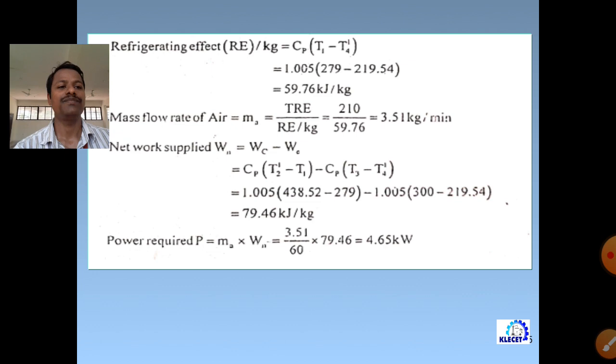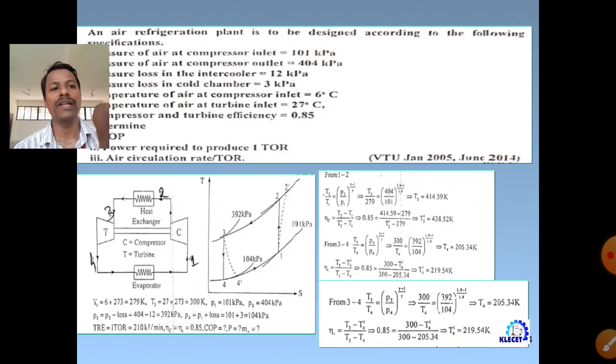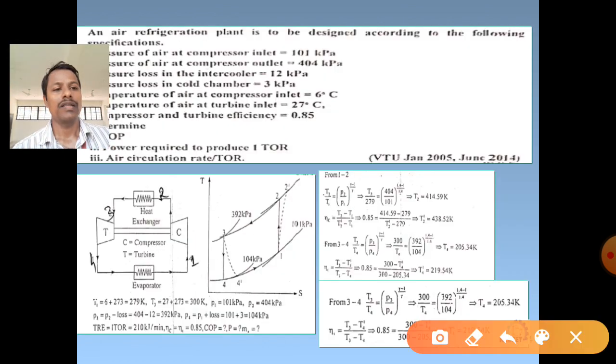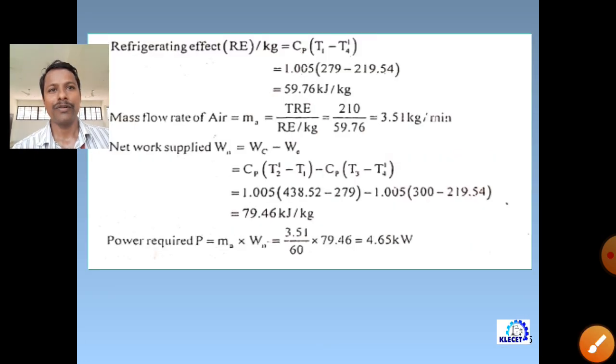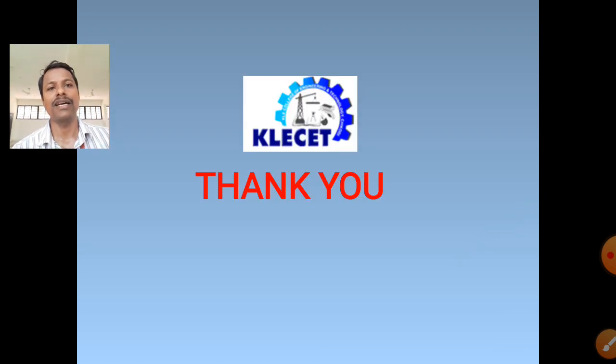So here just please remember, the pressure losses are considered in this problem. That is the only difference from the previous problem. So I request you to please pause the video for each problem and sit with the calculator and solve the problem.